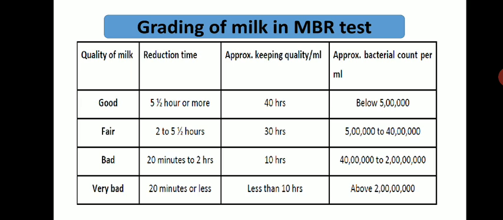Then if you see bad quality milk, its reduction time is 20 minutes to 2 hours. This bad quality milk gets decolorized much sooner, and you cannot keep this milk more than 10 hours, and its microbial load is considered 40 lakhs to 2 crores. And very bad quality milk is again decolorized very soon, in less than 20 minutes, and you cannot keep this milk up to 10 hours, and its microbial count is considered 2 crores and above.